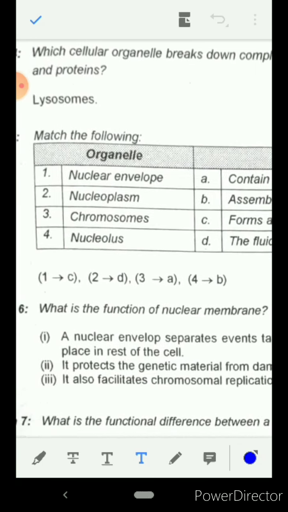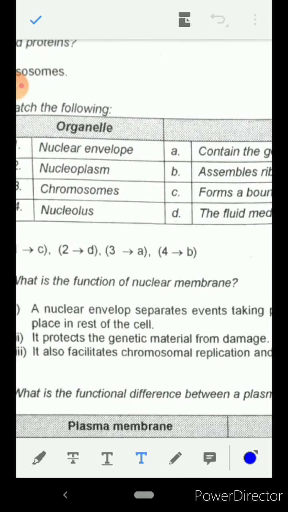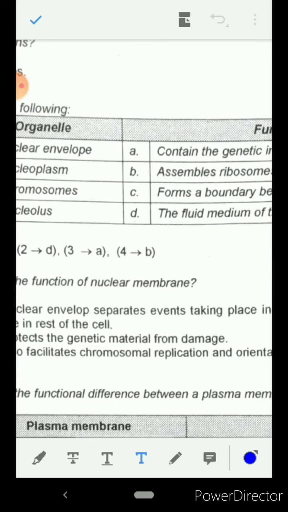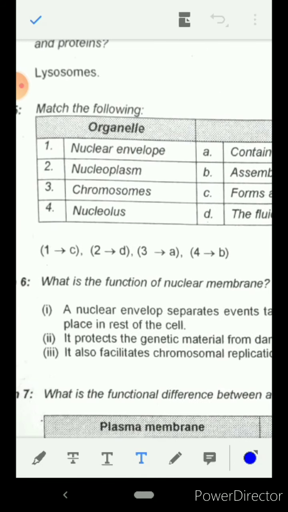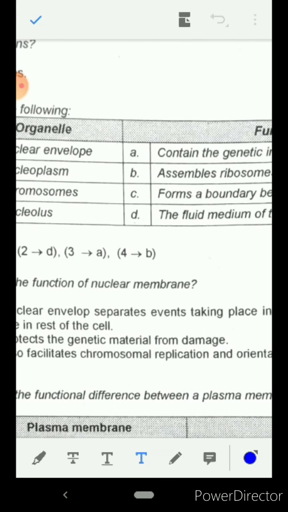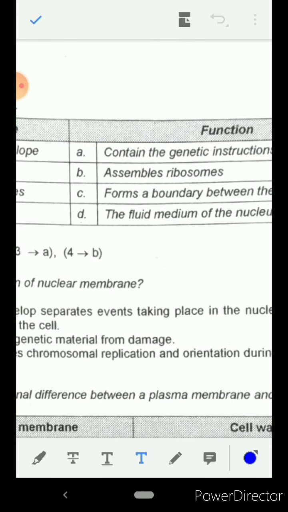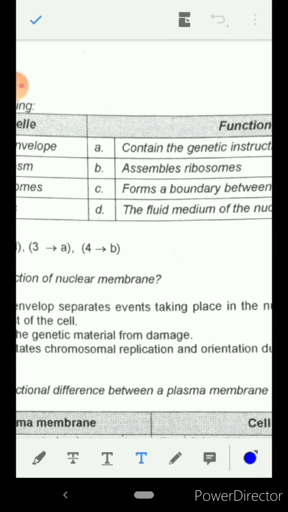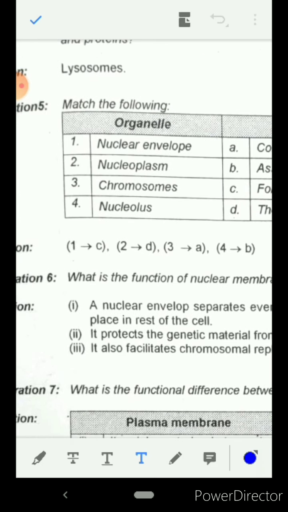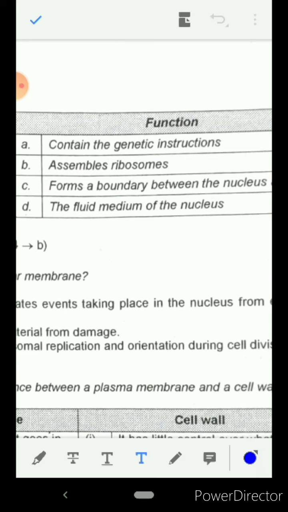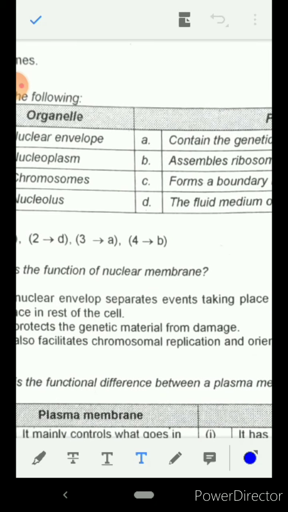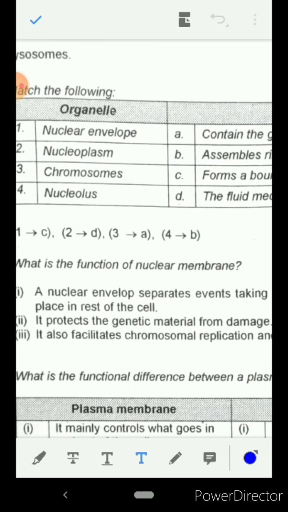Question number 5. Match the following. Nuclear envelope: forms the boundary between the nucleus and cytoplasm. Number 2, nucleoplasm: matches with the fluid medium of the nucleus. Chromosome: contains the genetic instructions. And last, nucleolus: assembles ribosomes.